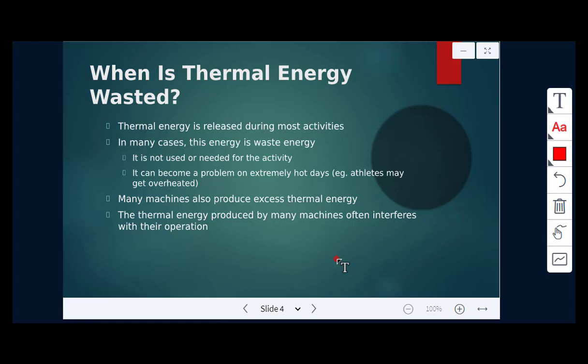For example, if there's an athlete outside on an extremely hot day, they can get overheated. Many machines also produce excess thermal energy, and this thermal energy can actually start to interfere with their operation. So think about car engines. If they get overheated, the car will stop running.